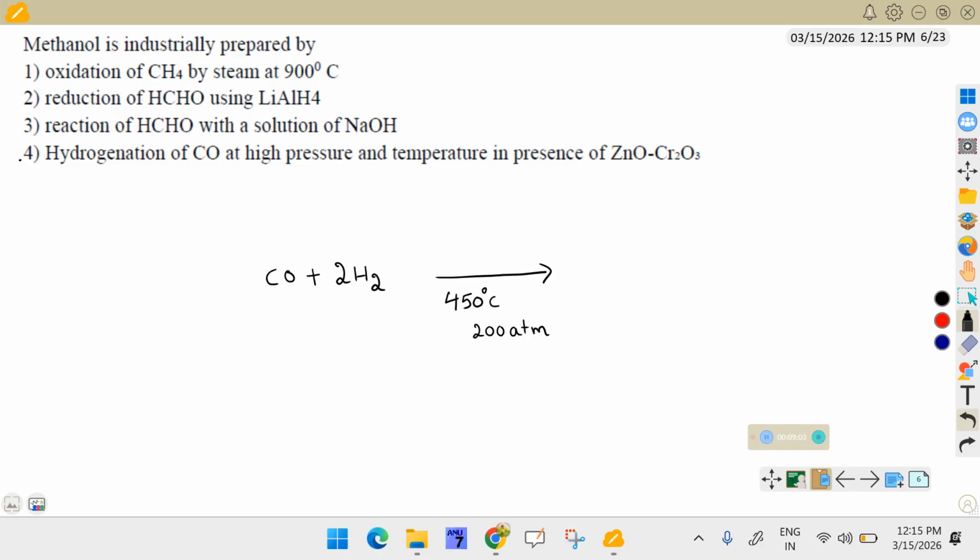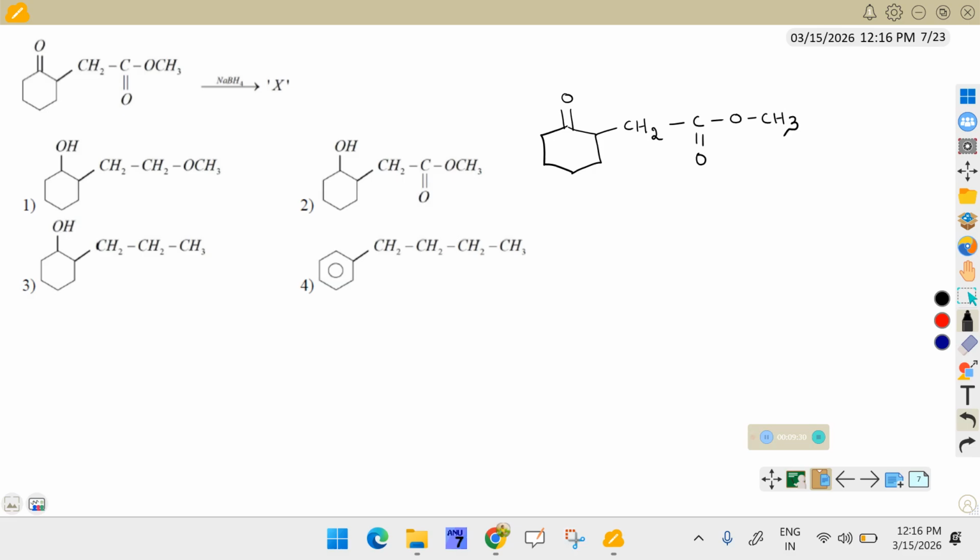The next question: methanol is industrially prepared by hydrogenation of carbon monoxide at high pressure and temperature in the presence of zinc oxide and Cr2O3. Methanol is formed, CH3OH. Next question.